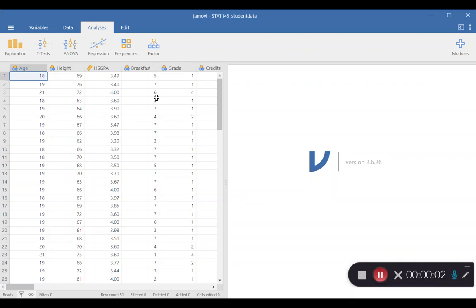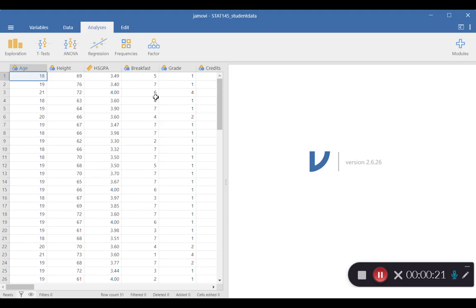In this video, we'll be looking at how we perform tests of independence, or we sometimes call those tests of association, in Jamovi. The data set has already been opened up, and what we're looking at is two different categorical variables to see if we have a relationship between those variables in the population that our sample was taken from.